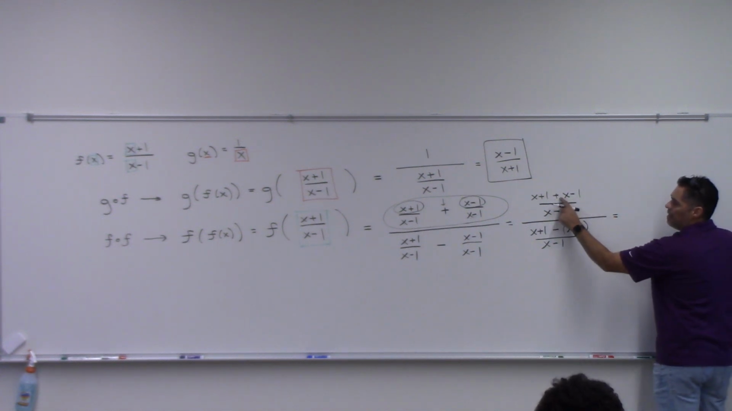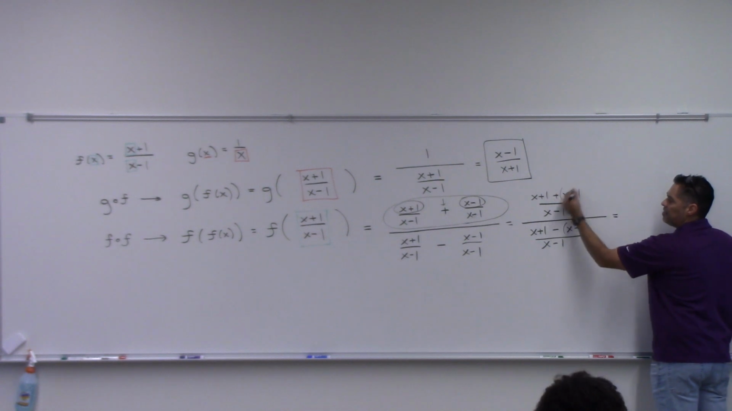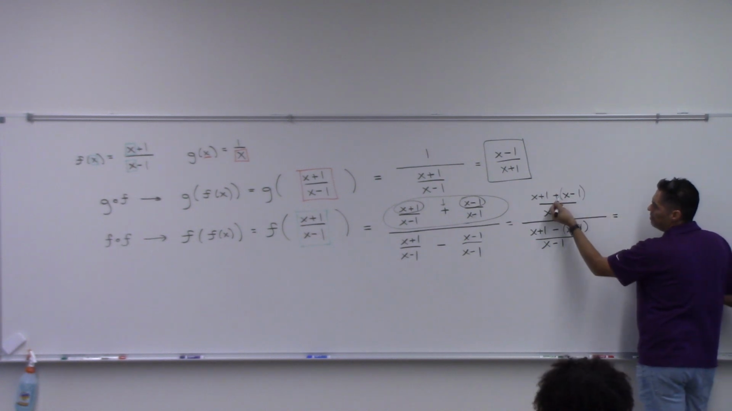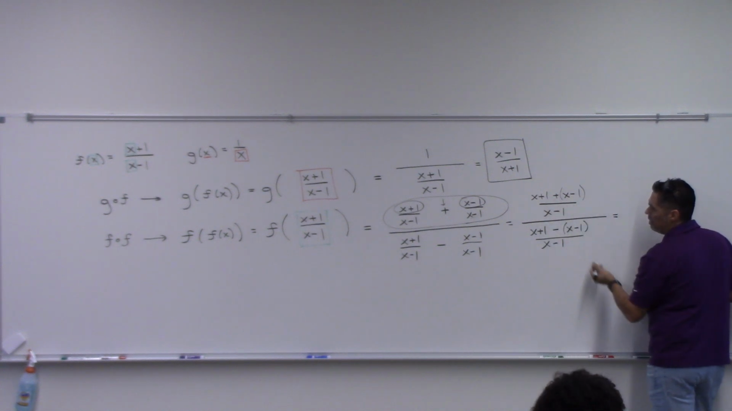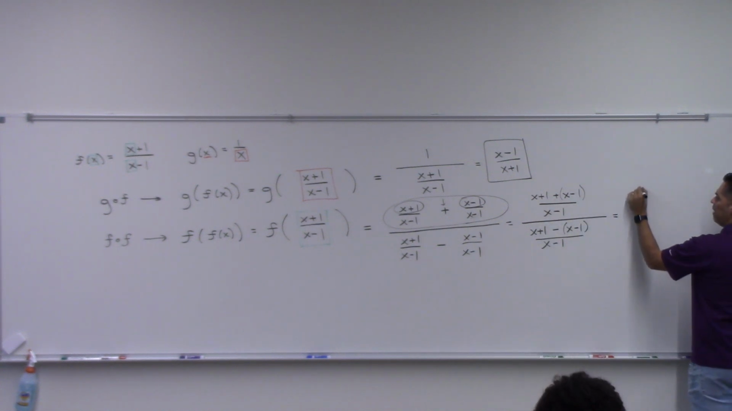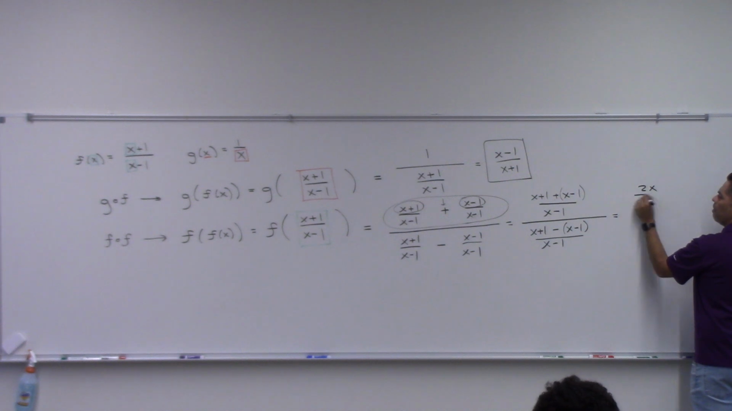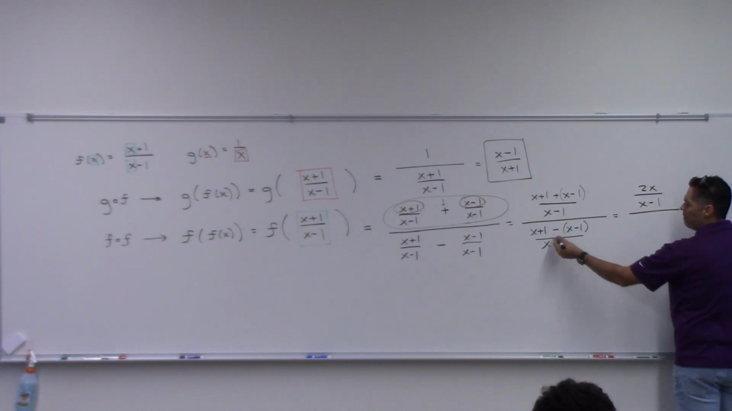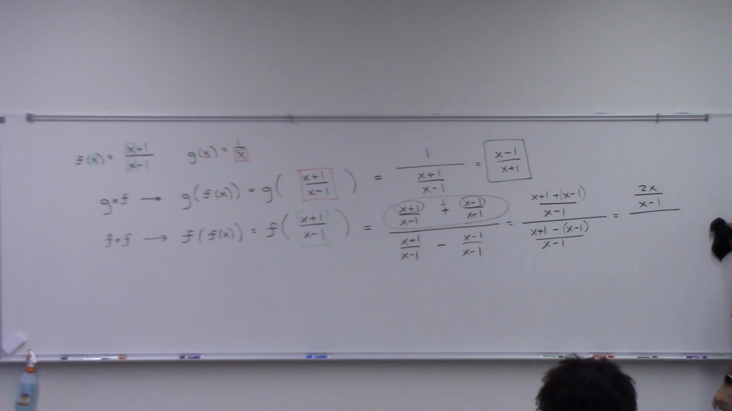I did not need that up here. I did not need a parentheses here. I could have put it there, but I didn't need it because it's a positive, and positive doesn't change anything. So up top there, I get 2x, just 2x, right? Over x minus 1. And on the bottom, what happens here? Careful, it's not 0. What is it?